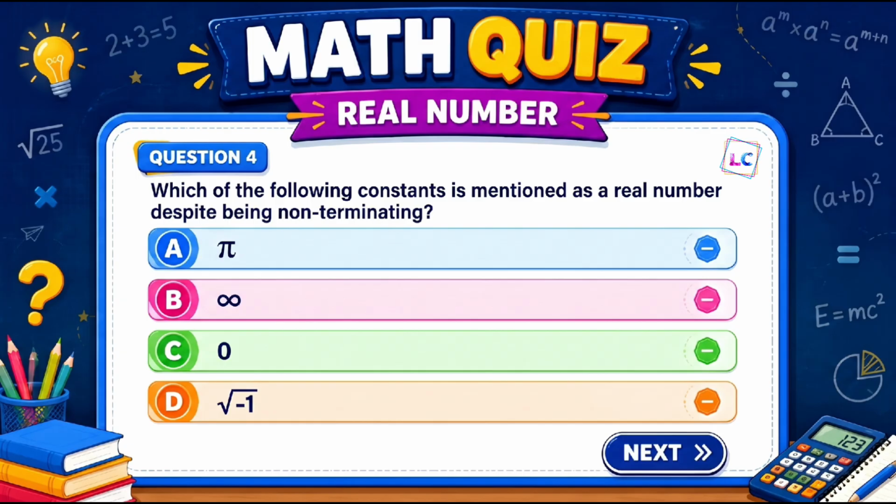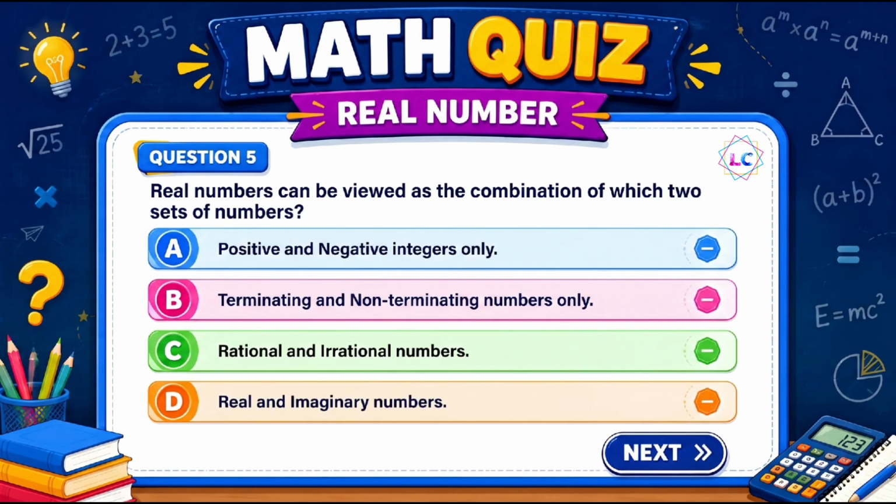Which of the following constants is mentioned as a real number despite being non-terminating? The right answer is option A. Click Next. Question number 5.